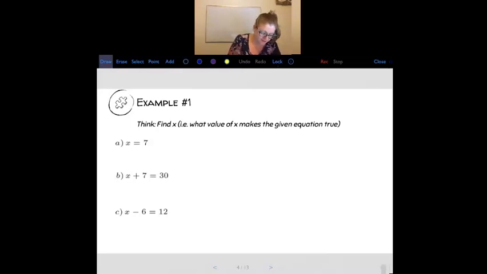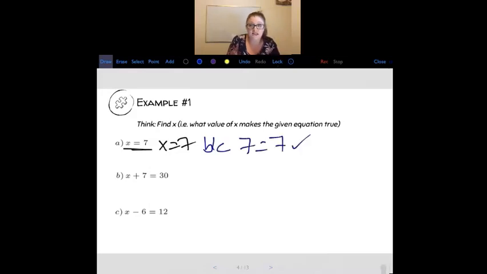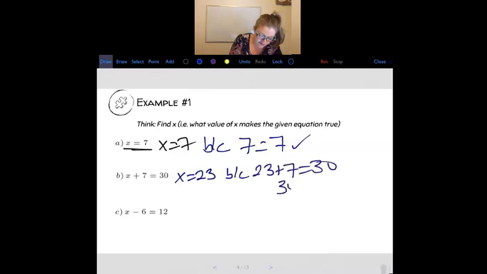So in this first example, x equals 7, it's just 7, and that's because if I plug 7 in for x, 7 has to equal 7. Next, x or something plus 7 equals 30. What does that something have to be in order for this to be a true statement? x would have to be 23, because 23 plus 7 equals 30, and here we have 30 equals 30. Okay, so the value of x is 23. I plugged that in, simplified the right-hand side and the left-hand side, and got a true statement.